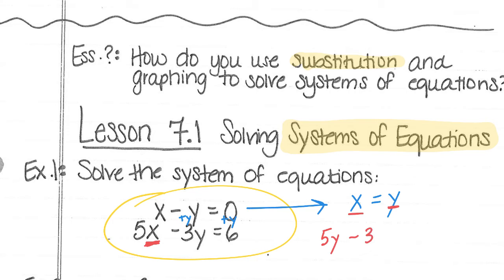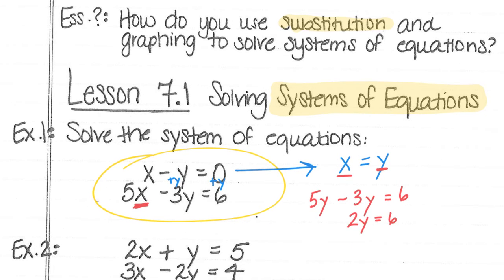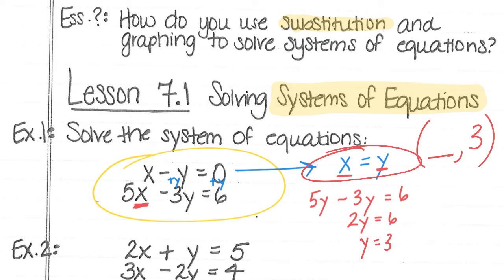5y minus 3y equals 6. Well, 5 minus 3 is 2, so 2y equals 6. So we know that y is equal to 3. Have I solved the question? No. Why not? Because I need to have an x and a y. So I just go right back here. Hey, x is equal to y. So if y is 3, what do you suppose x is? x is also 3. Do y'all remember this stuff from Algebra 1? Fun stuff.